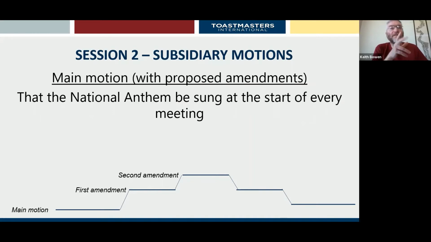Yes, correct. Either passed or voted off. It needs to be resolved, either positively or negatively, before you go back to the main motion. All right, okay. So you would never find yourself in a situation where you are asking the room to pass the First Amendment, the Second Amendment, and the main motion in a single vote?